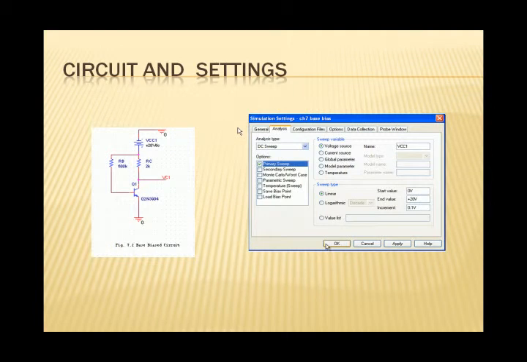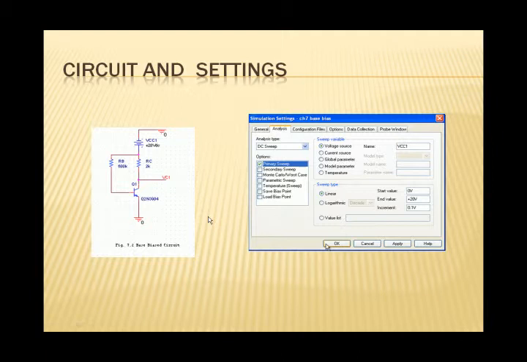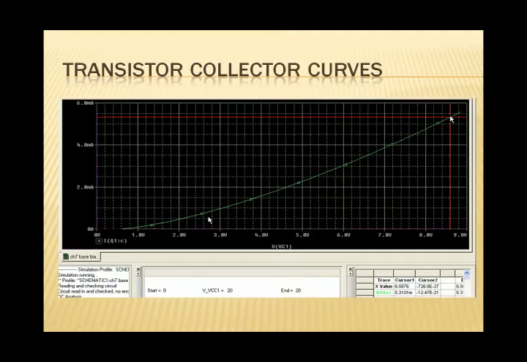Now we are giving a parametric sweep, a primary sweep, to the circuit, sweeping VCC1 from 0 to 20 volts with 0.1 increment. The graph will be like that. So this will give us the IC, the collector current, IQ1.